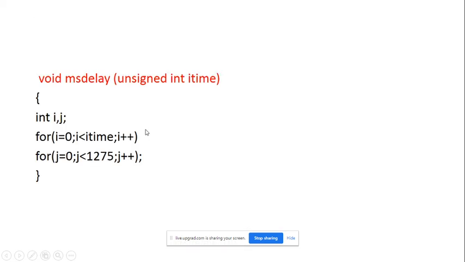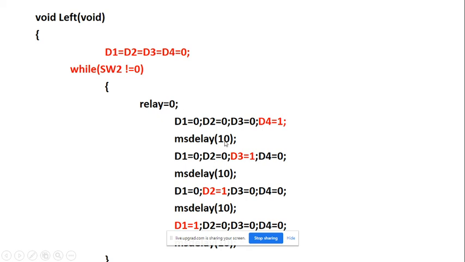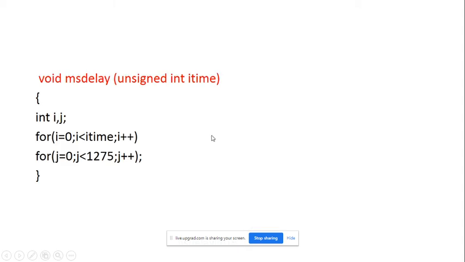Now the last function is the millisecond delay. In the millisecond delay, you are calling the variable itime. Itime is here 10. Instead of this, suppose I place 20 here, then it will delay for 20 milliseconds. Suppose I place 50 here, it will delay for 50 milliseconds. Now itime is 10 here.